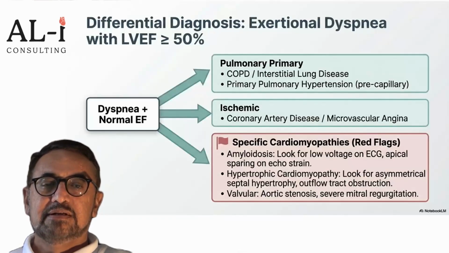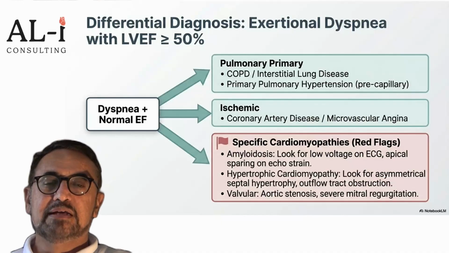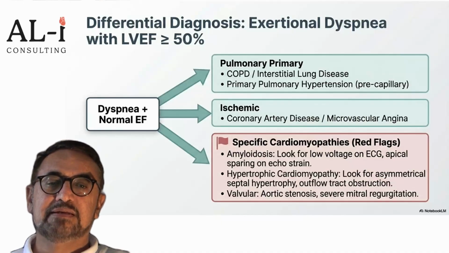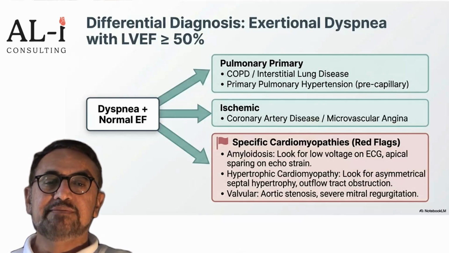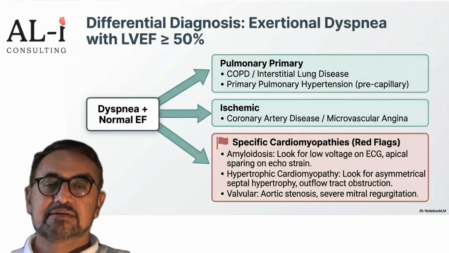Differential diagnosis. Exertional dyspnea with LV ejection fraction greater than or equal to 50%. Before labeling a patient as HFpEF, build a careful differential for dyspnea with preserved ejection fraction. Some patients primarily have pulmonary disease, such as COPD, interstitial lung disease, or precapillary pulmonary hypertension. Others have ischemia, including epicardial coronary disease or microvascular angina, which can mimic exertional heart failure.